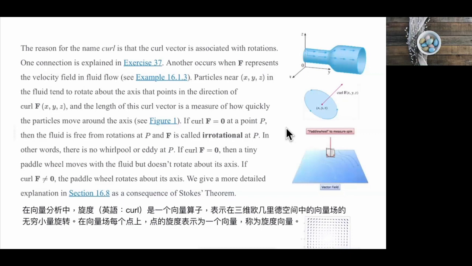If the curl of the vector field F is equal to the zero vector, then a tiny paddle wheel moves with the fluid but doesn't rotate about its axis. If the curl of F is not equal to the zero vector, the paddle wheel rotates about its axis. We give a more detailed explanation in Section 16.8 as a consequence of Stokes' Theorem.